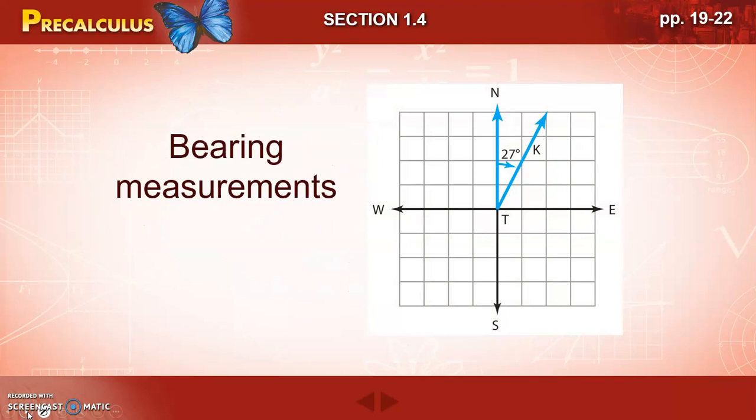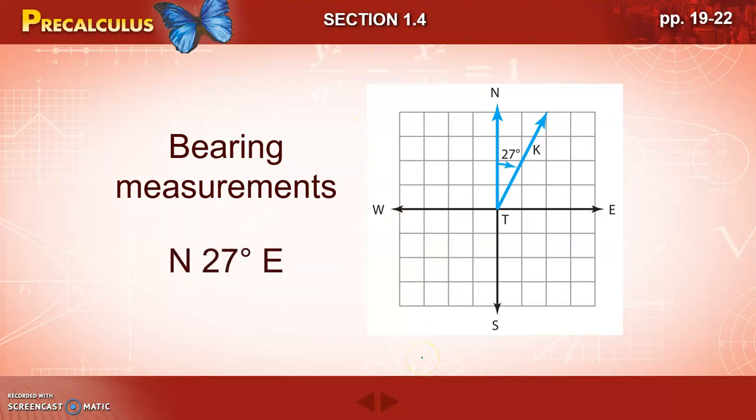Let's take a look at some bearing measurements. When we talk about bearings, we're talking about directions. Maybe you've watched movies or TV shows and heard, on a cruise ship like the Titanic, for example, "bear right, bear left, 27 degrees." They are using the Cartesian plane to help them navigate.